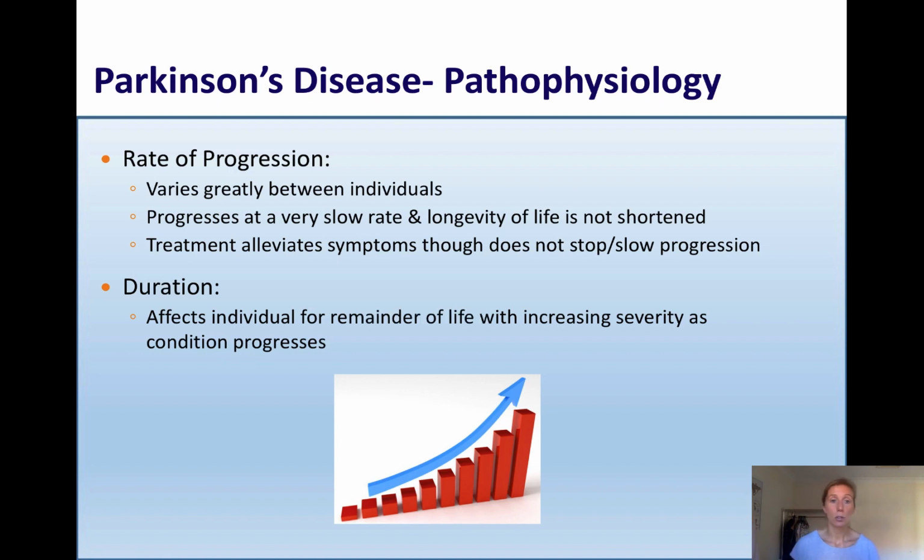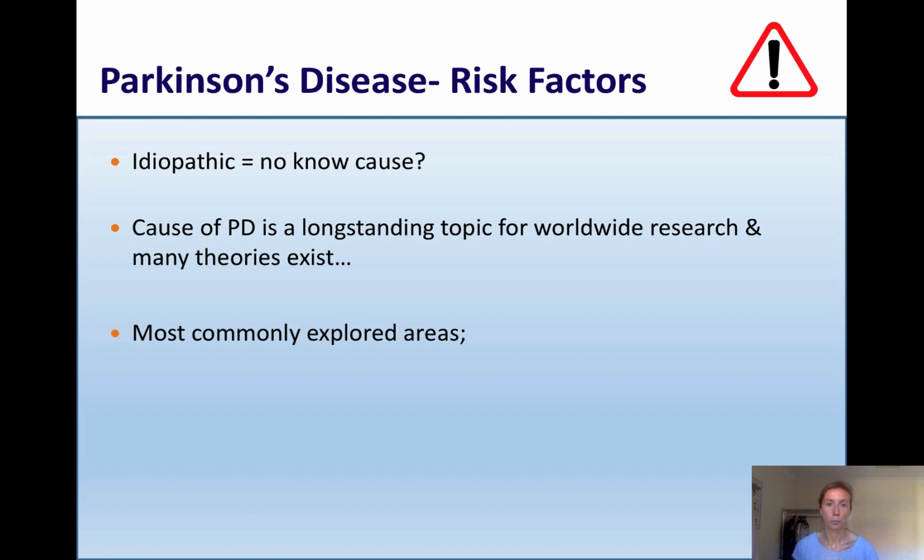The duration affects the individual, linked to the previous point, for the remainder of their life, and it is ultimately going to get more severe over time with that progression. But we know that it typically does progress at quite a slow rate, though that is going to be variable for different people. So what are some of the risk factors for Parkinson's disease? It's still quite an unknown area, and there's a lot of research that goes into it, but idiopathic basically refers to the fact that there's no known cause.